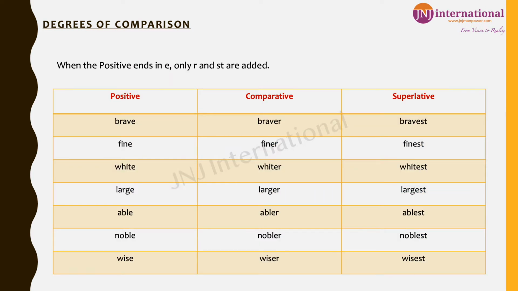When the positive ends in letter E, only R and ST are added. So let's see the example. Brave, which ends with letter E, when it changes to the comparative degree, we add letter R, so it becomes braver. And when you have to change it to the superlative degree, you add ST, which makes it bravest.